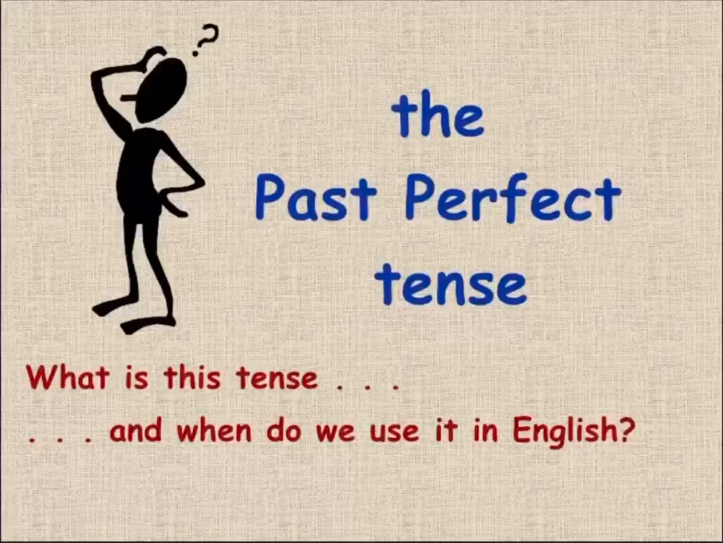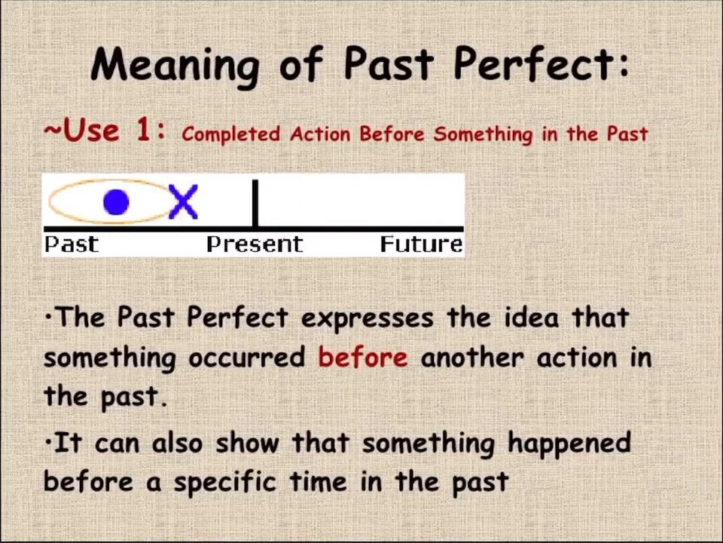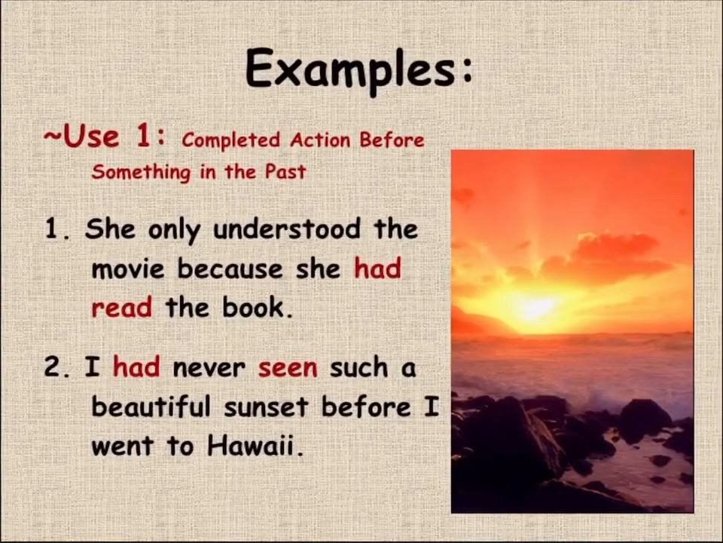What is this tense and when do you use it in English? Meaning of the past perfect. Use: completed action before something in the past. The past perfect expresses the idea that something occurred before another action in the past. It can also show that something happened before a specific time in the past.